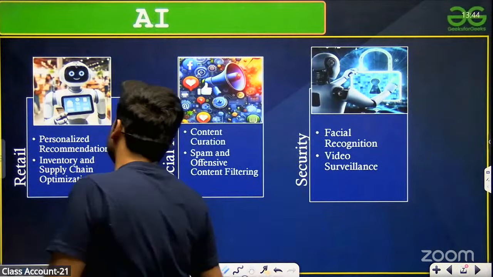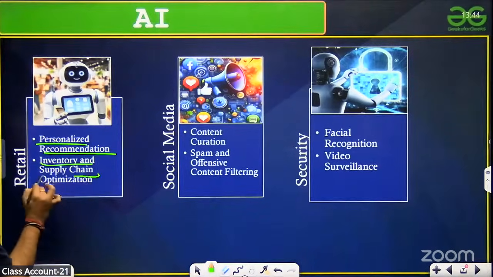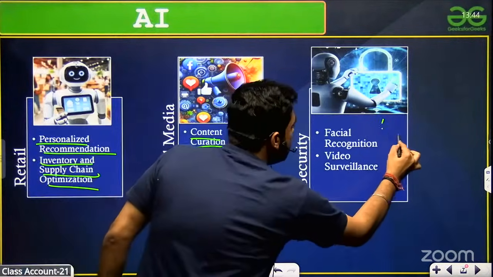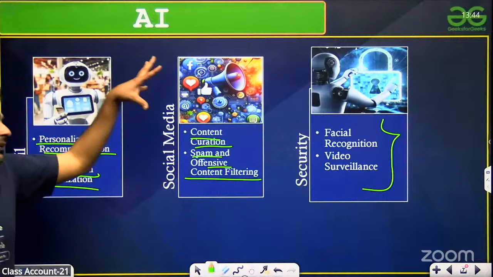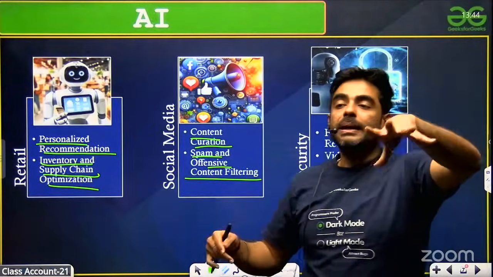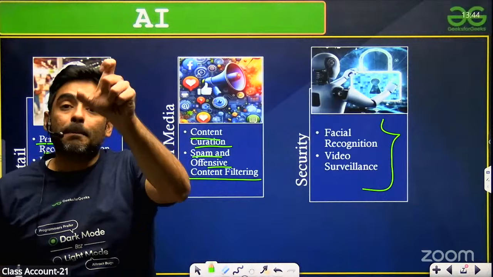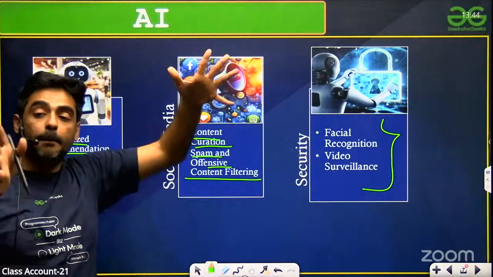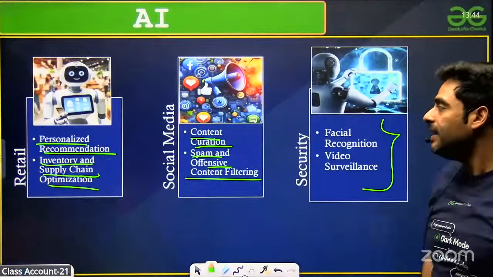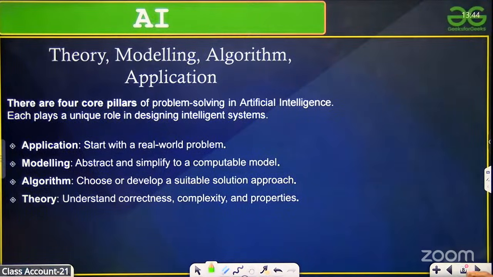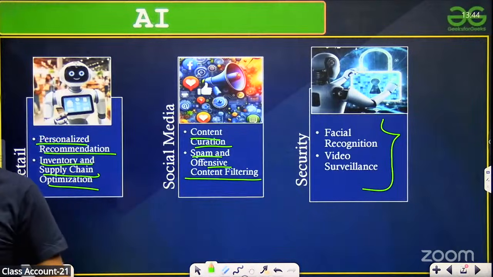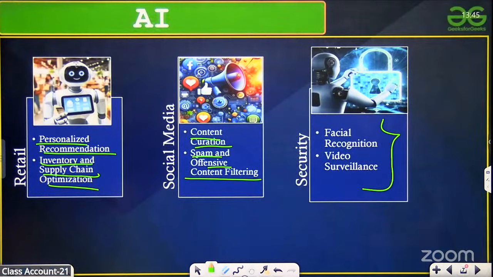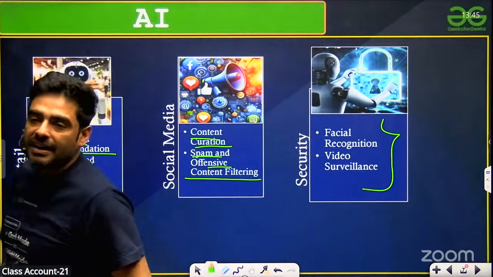Then in retail, we can see personalized recommendation, inventory and supply chain optimization, then social media content curation, spam and offensive content filtering. So basically these are the algorithms that are made to fit the purpose of solving an event, which come under a broader term known as artificial intelligence. Guys, I hope you have got this definition and some essence of artificial intelligence.